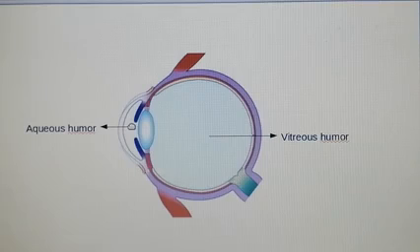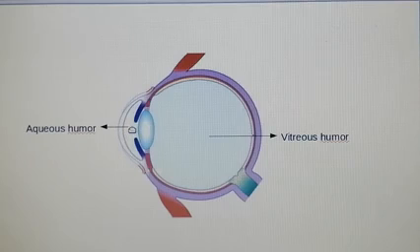What is the peculiarity of water? That it is transparent. It helps to pass light, or allows light to pass through it. It is water-like. Another peculiarity is it is formed from blood and is reabsorbed to blood. Aqueous humor is formed from the blood capillaries in the eye and it is reabsorbed to blood.